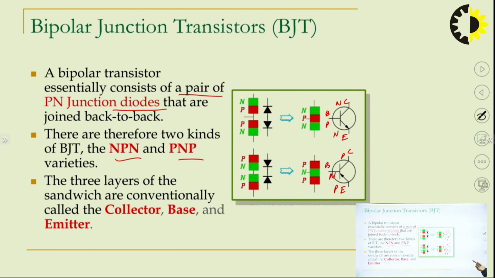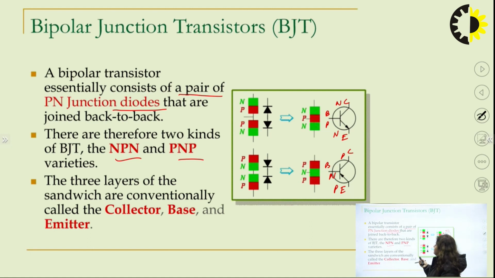That's why we have to make sure that the arrow of this particular symbol is clear to you. The arrow is from P to N side. Similarly here, from P to N side. So for PNP, it has the inside arrow, and for NPN it has the outside arrow. This gives you the overview of the BJT.